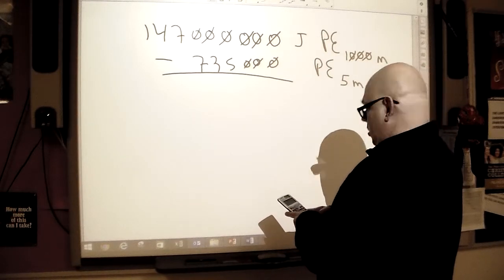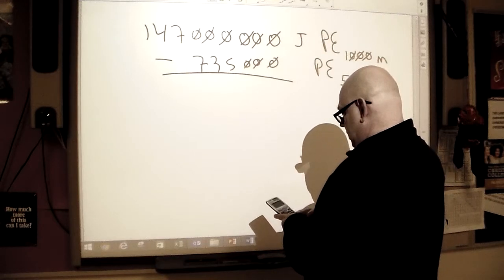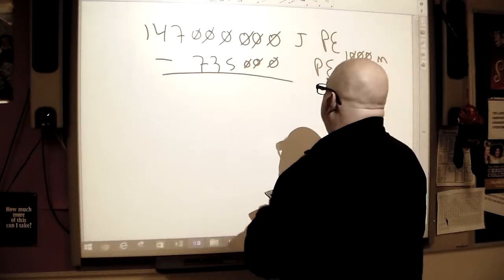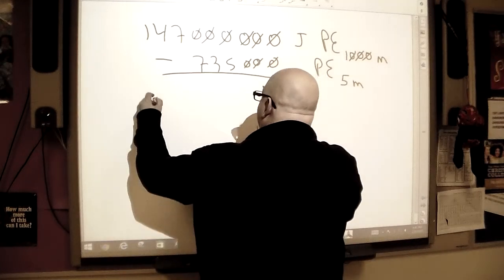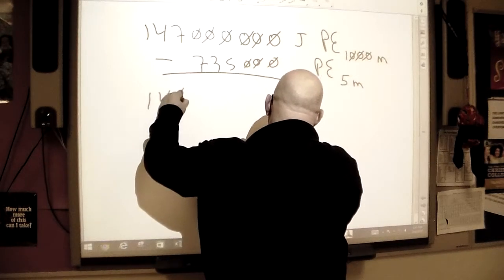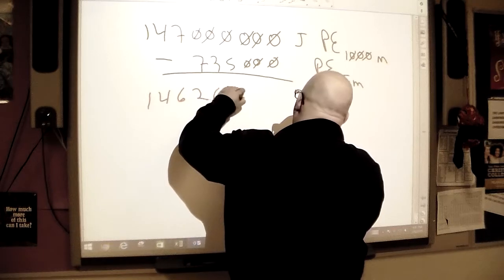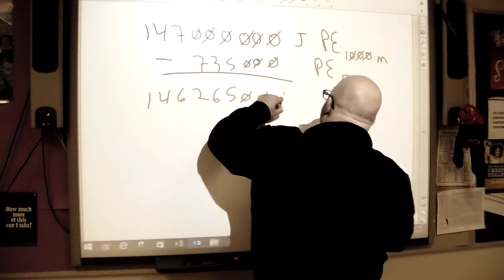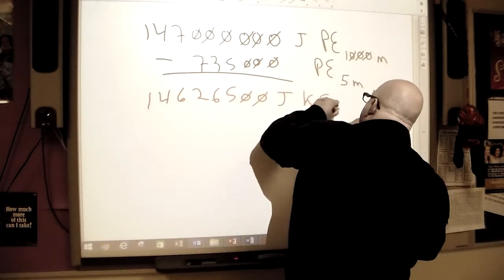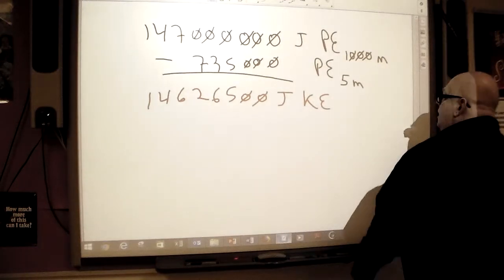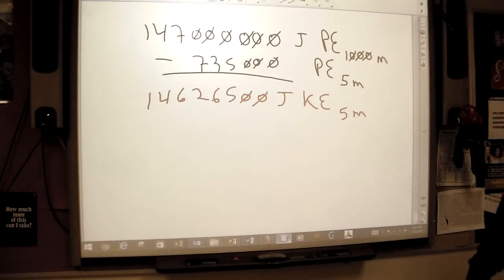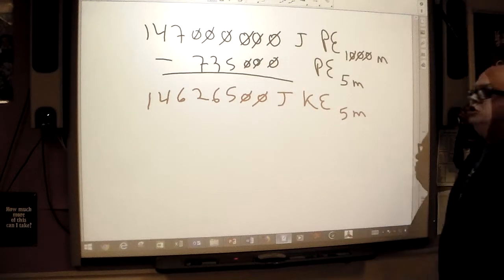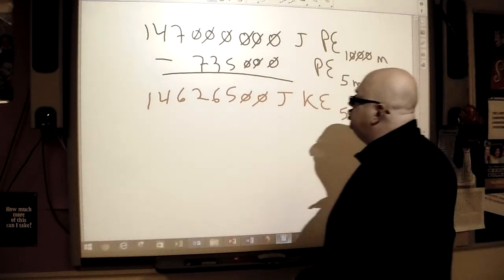Okay, so now that leaves us, and I'm going to put this in red, 14,626,500. That's how many joules of kinetic energy at the 5 meter mark. At the 5 meter mark. So we answered our first question.